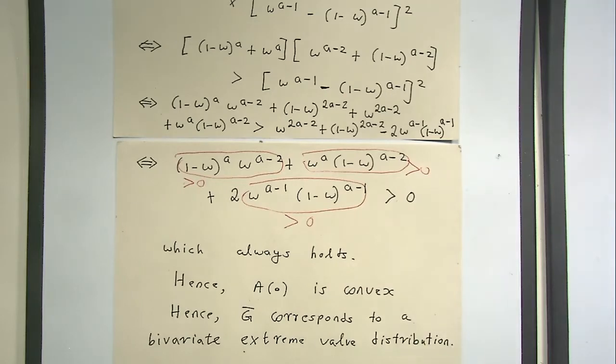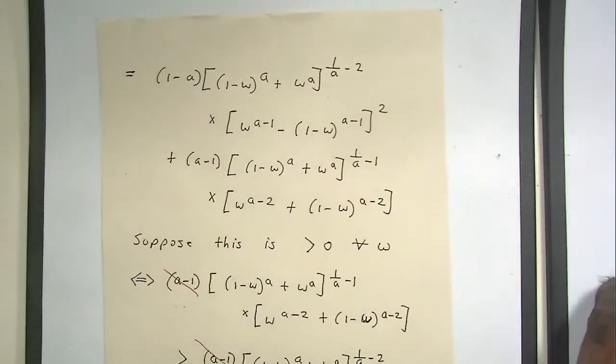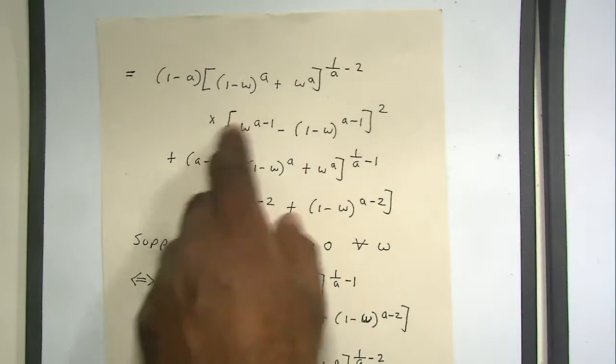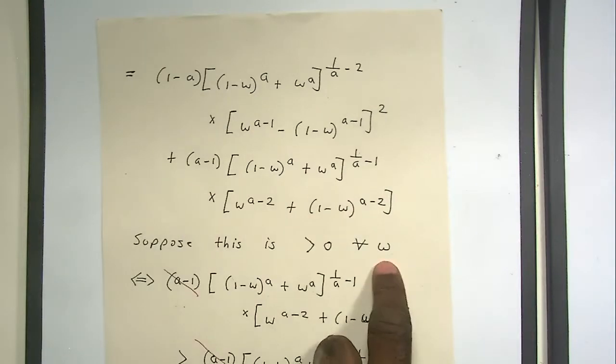Right, is this correct now? I don't know. I hope you see what I've done. I hope this time it is correct, because the last time it was not correct. You see what I've done: I have written this guy like this, and then I assumed that this is positive for all omega, right?